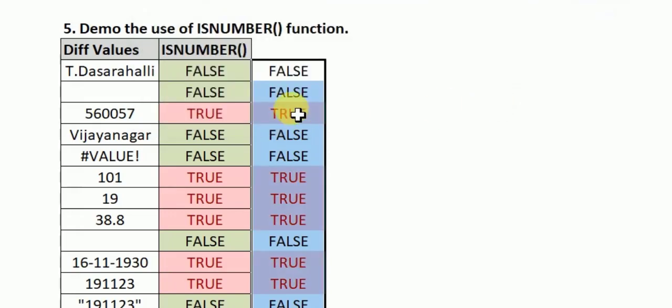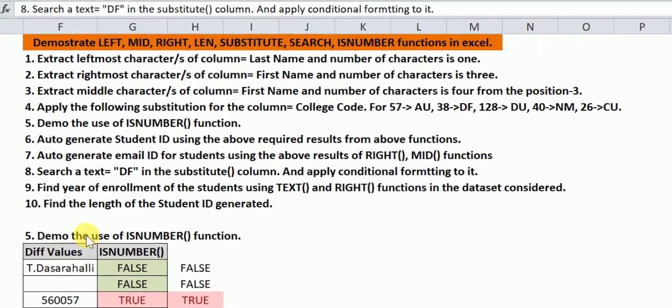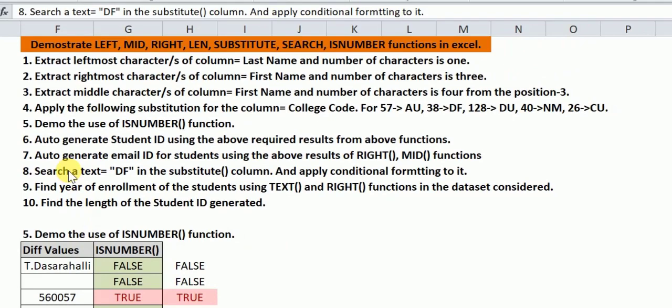Okay, it will be more clear if we apply such conditional formatting. So this is the use of the ISNUMERIC function. Next we will try to apply the SEARCH function. For this, the condition we will consider is to search a text "df" in the substitute column and apply conditional formatting to it.